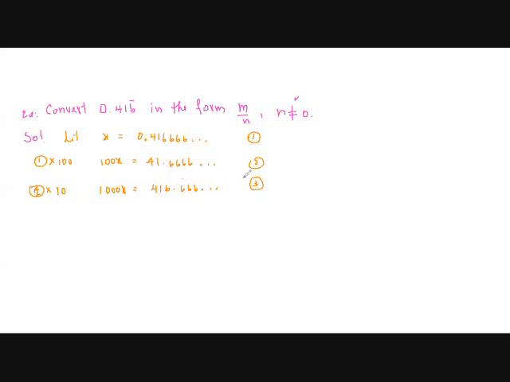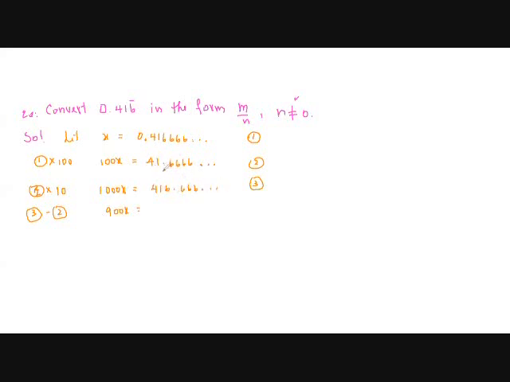So now we can do equation 3 minus equation 2, or 2 minus equation 3, either one. But now I want to do 3 minus 2 because this is the higher number, so we can get rid of the negative sign. Okay, so I will get equation 3 minus equation 2. So 3 minus 2, 1000x minus 100x, so we are left with 900x, right?